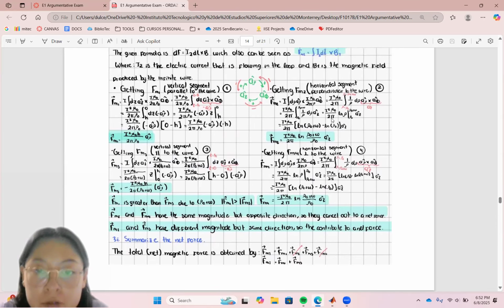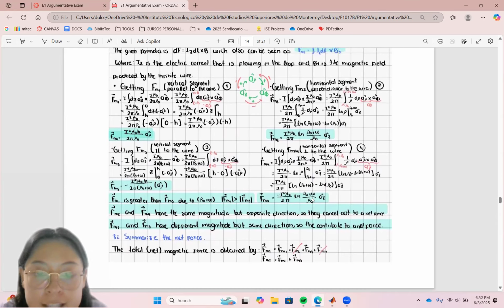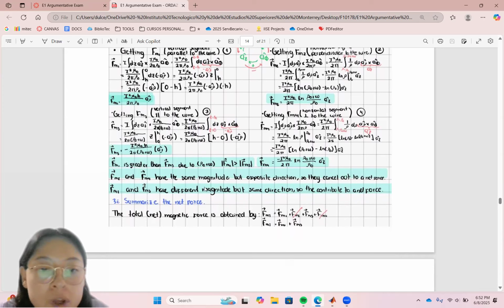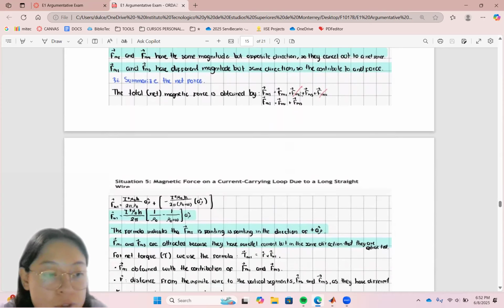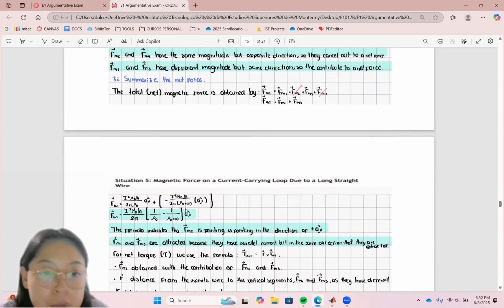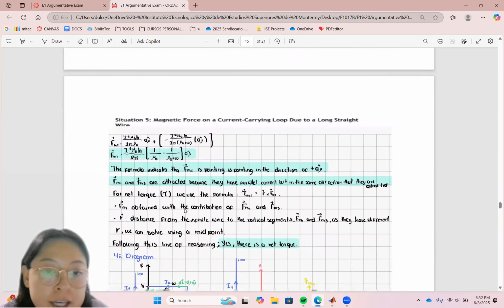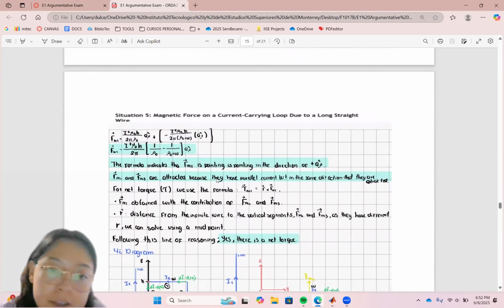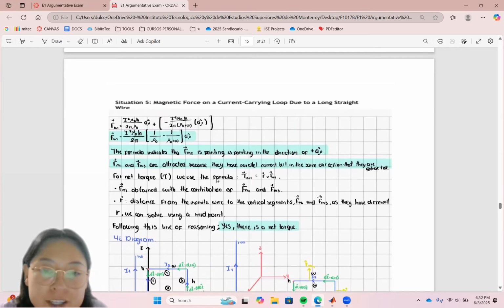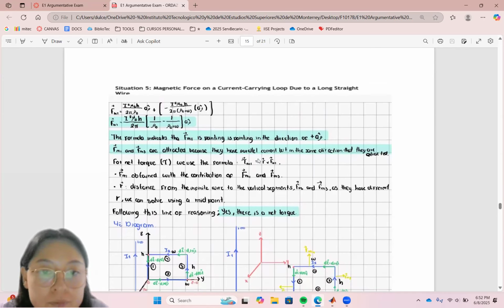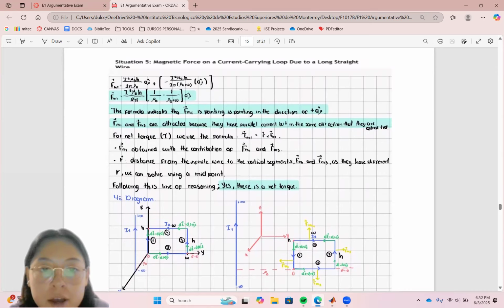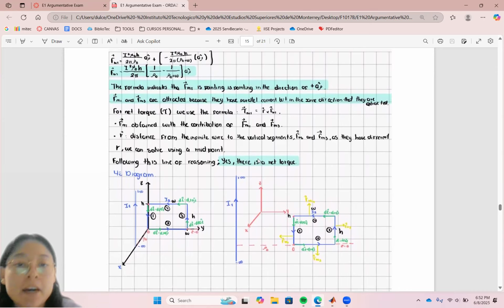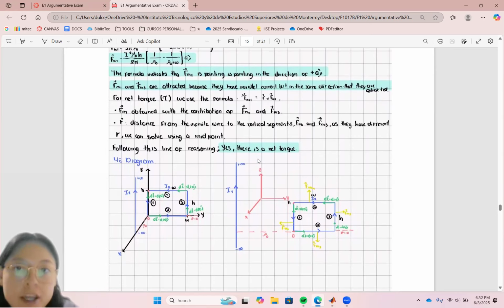And the force at segment 2 and the force at segment 4 cancel out because they have the same magnitude but opposite direction. Only segment 1 and segment 3 contribute to the net force. I summarize the net force here, and then I simply make the operations, and the formula indicates that the magnetic force is pointing in the direction of positive rho. Also, the two segments that contribute are attracted because they have parallel currents in the same direction.